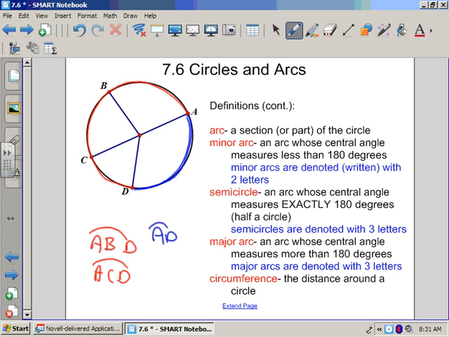And finally, what's the circumference? The circumference is the distance around. Basically, it's like the perimeter for a circle.